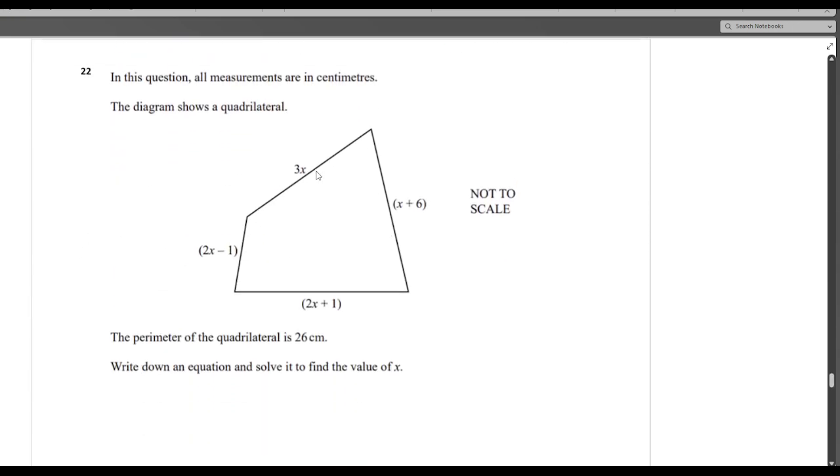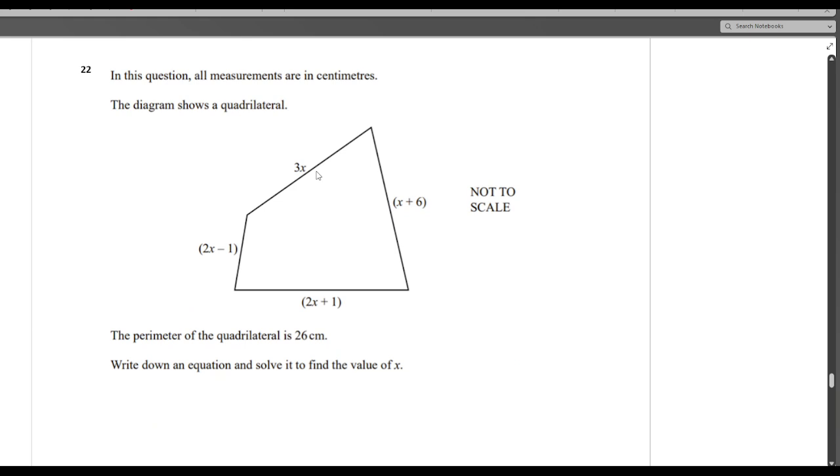Question number 22. In the question, all measures are in centimeter. The diagram shows the quadrilateral. The perimeter of the quadrilateral is 26. Write down the equation and solve it to find the value of x.